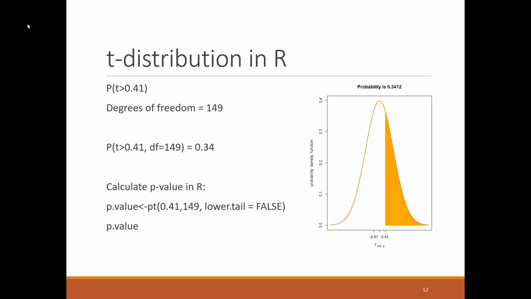You could look at a t-table, or we could calculate it in R. The R code is pt(0.41, degrees of freedom), where 0.41 is the t-statistic. I'm saying we want the upper tail, so we set lower.tail equals FALSE. I call the object p.value, and you get 0.34.